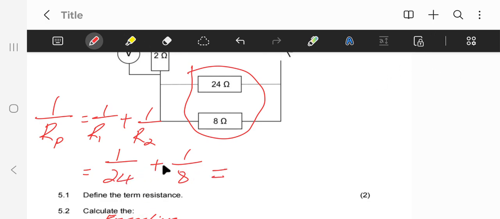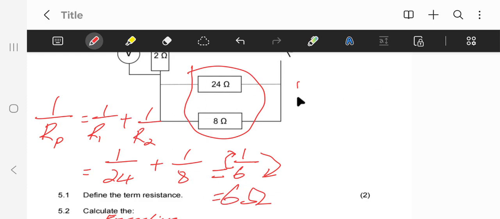When I put all of this on the calculator, the answer I'm getting is 1 over 6. But this is not the final answer. Remember, if you are using this formula 1 over Rp, you have to invert this. The value at the top goes to the bottom, and the one at the bottom goes to the top. So the answer will be 6 over 1, which is 6 ohms. That's how you calculate the resistance in parallel.